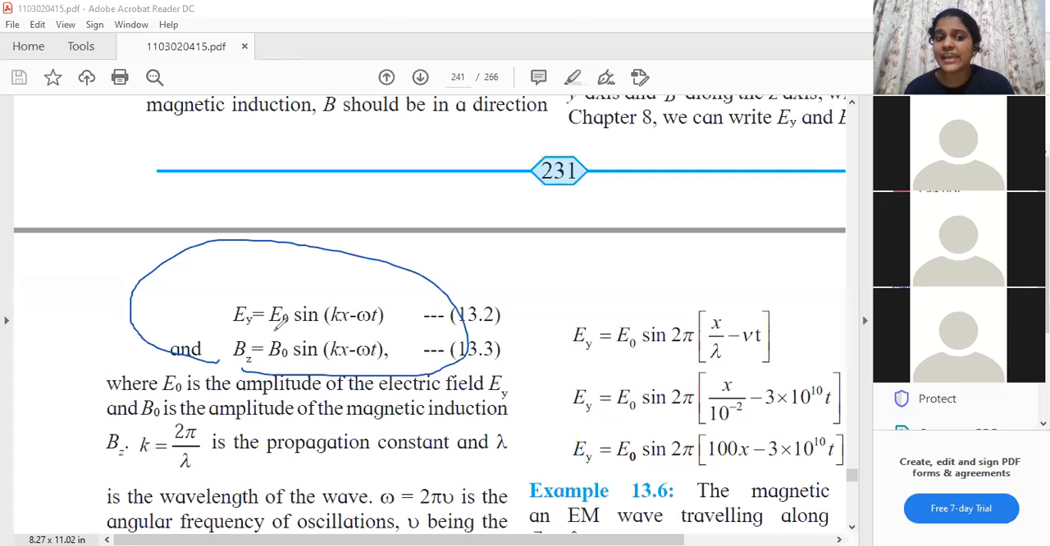Okay, fine. E naught, what is E naught? B naught, we already know. E naught is the amplitude of the electric field, B naught is the amplitude of the magnetic field. Sine of kx minus omega t. Now it is written over here.